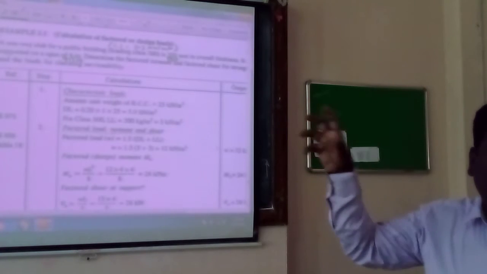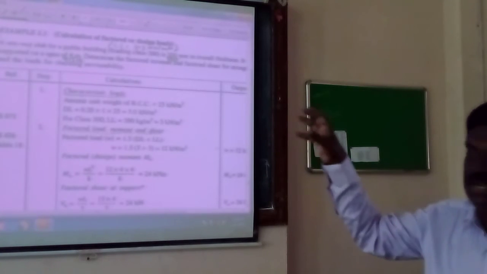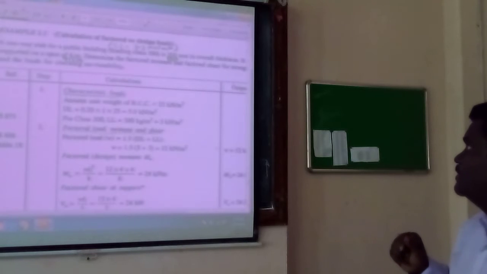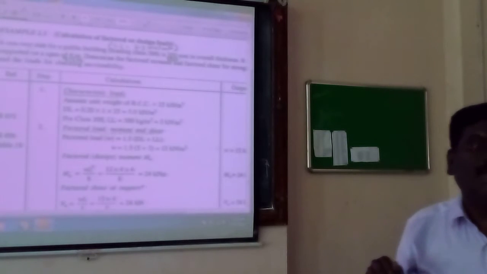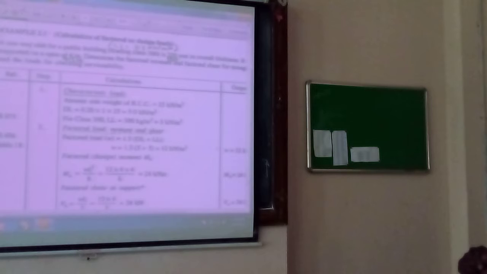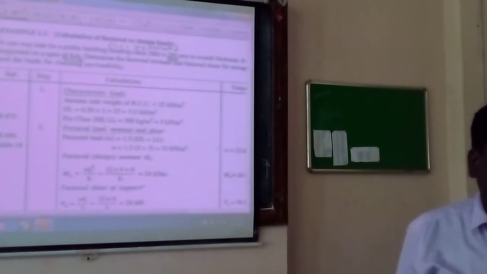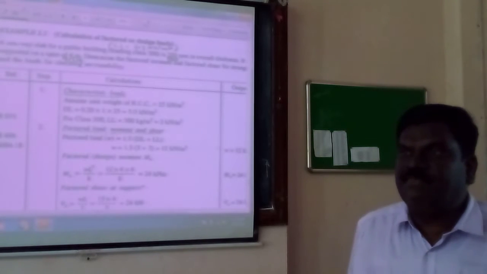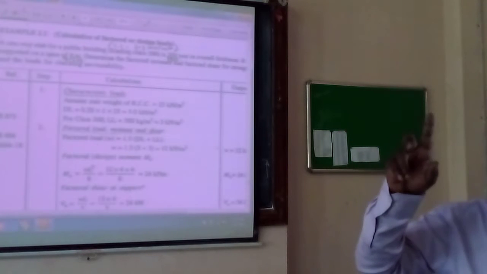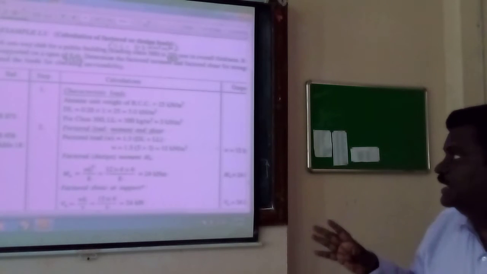I am changing the data. I don't want to do it as it is in the textbook. So I am changing the data. 180 mm overall thickness. Next sentence. It is supported on a span of 4.5 meter. In this problem it is given 4, I have changed the data to 4.5 meter.